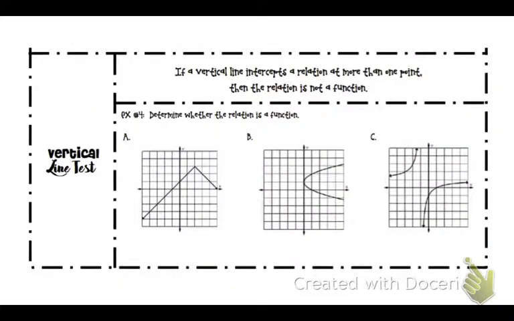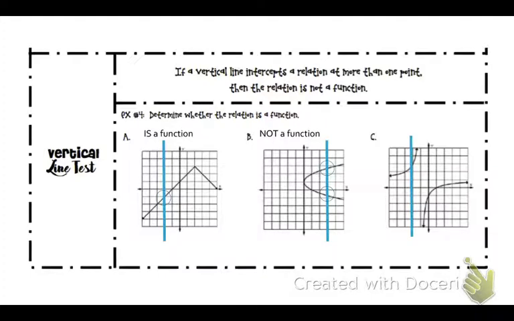A way to test this, if you're given a graph, is the vertical line test. If it crosses only one time, it is a function. If it crosses 2 times, it is not a function. So if we look at A, we draw that vertical line. It only crosses once. That is a function. Look at B, vertical line, that crosses twice. So that is not a function.